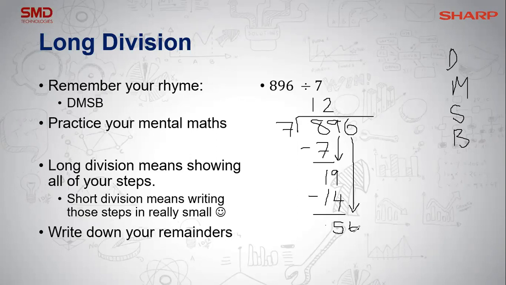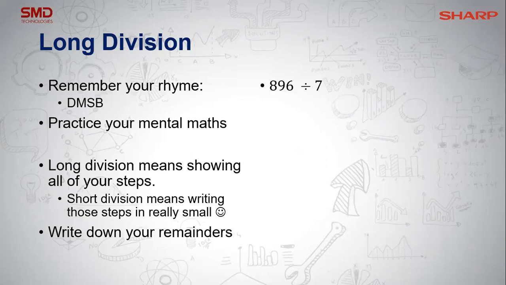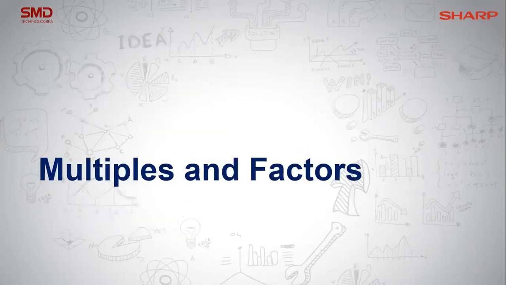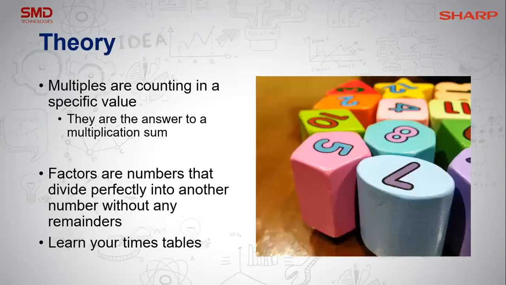7 goes into 56 8 times. Okay, and I know that because I know my times tables. 8 times 7 is 56, so that's mommy multiply. Sister subtract, so that's a 0, and there's nothing left to bring down, so we are all done, and our answer is 128. Okay, all good? Awesome. All right.